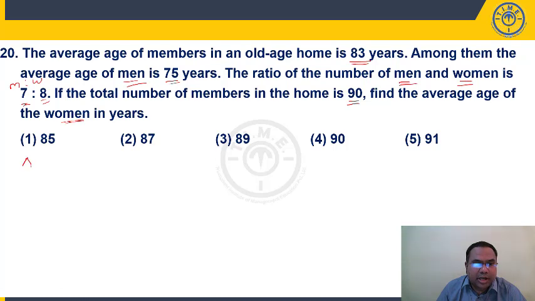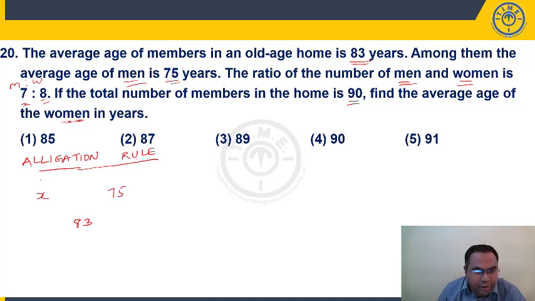We can solve this question using our alligation rule. It will become very simple, right? What is your overall average? Overall average is 83. Average age of men is 75, so lowest value here 75. Women we don't know, we are taking it as X. So what's their respective ratio? Men and women: men 7 parts, women 8 parts. So women here 8, men here 7. So X minus 83 is 83 minus 75 is 8.